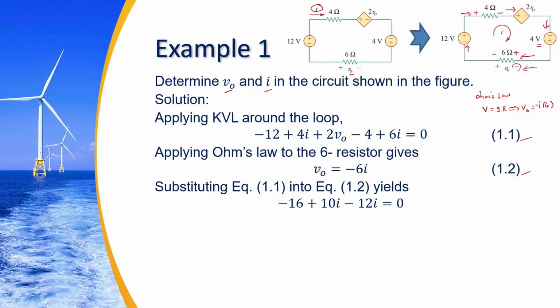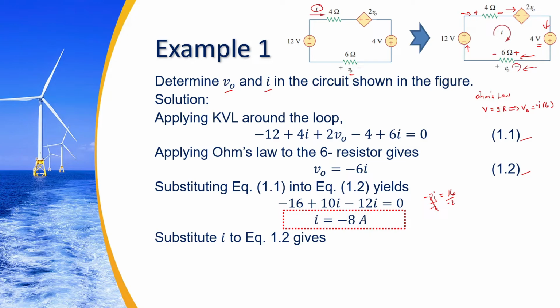Combining like terms, 10i minus 12i is equal to negative 2i. Then the negative 16, when we transfer it to the other side, becomes plus 16. So negative 2i is equal to 16. Divide both sides by negative 2. Therefore, our I is negative 8 amp. So that is our current.